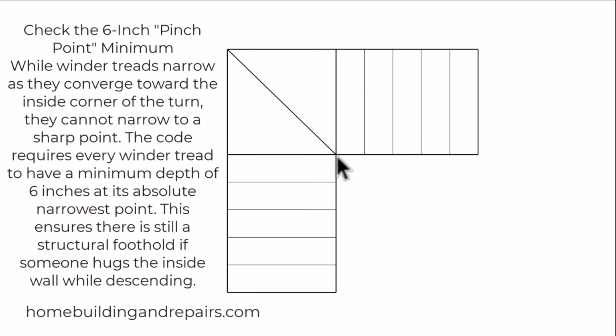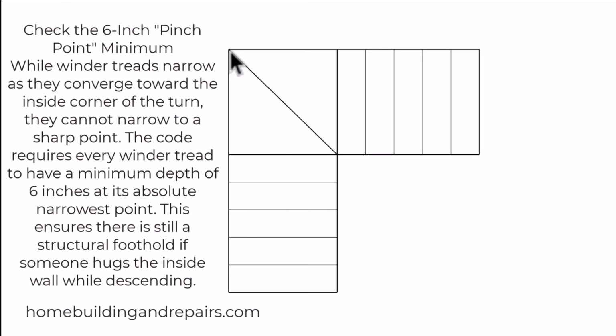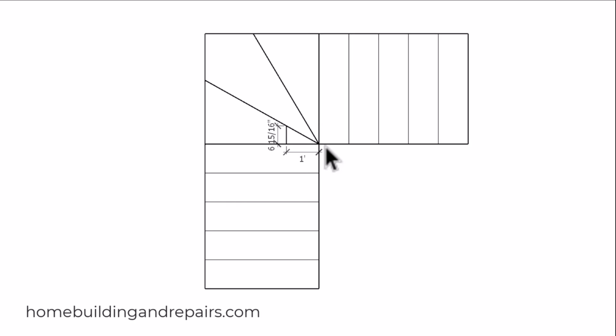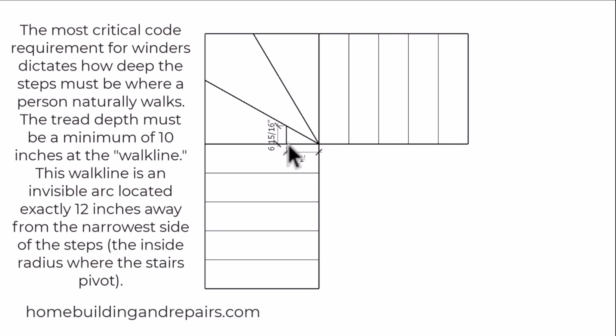This is going to be a common building code upgrade. You used to be able to build stairs like this, no problem. So you'll have to check with your local building department to see if this needs to be a 6-inch minimum. Smallest part of a step, 6 inches. And again, you could have the same problem here. And now you can see why.